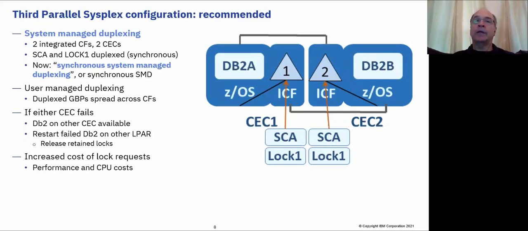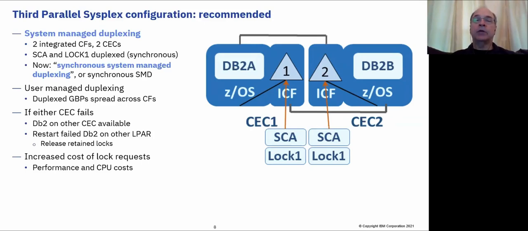Now we still have user managed duplexing, right? We still have the group buffer pools, they haven't changed. But with synchronous system managed duplexing of the lock and the SCA, I can lose CEC1 or CEC2, and the Db2 data sharing group would stay up, right? If we lost CEC1, we have a complete lock structure and a complete SCA. Db2B has all the contents that it needs to keep running. Of course, we'll have to restart Db2A to release retained locks, and we can reverse that conversation if we lost CEC2. Now, the downside of doing this is that duplexing the lock structure is very expensive.